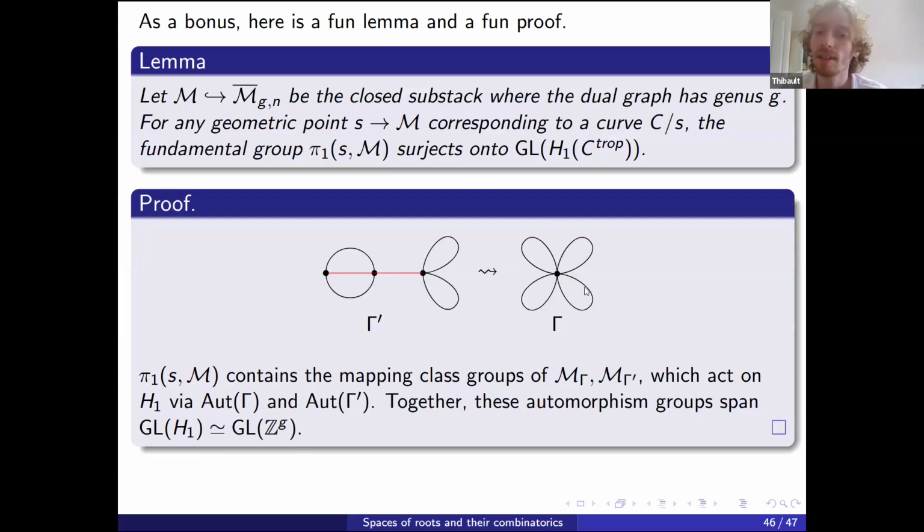And in GL of Z to the g, that's every diagonal matrix. So this gives me diagonal matrices and permutation matrices. The only extra thing I need is one transvection to get all of GL of H1. And this graph gives me one transvection. Up to sign, I can exchange this red edge with the one on top, and you can check that this gives you a transvection.